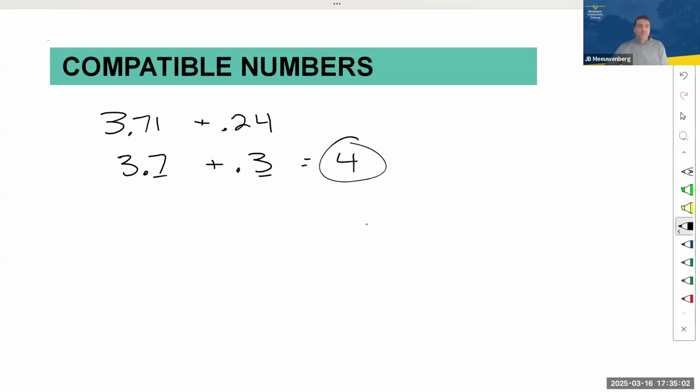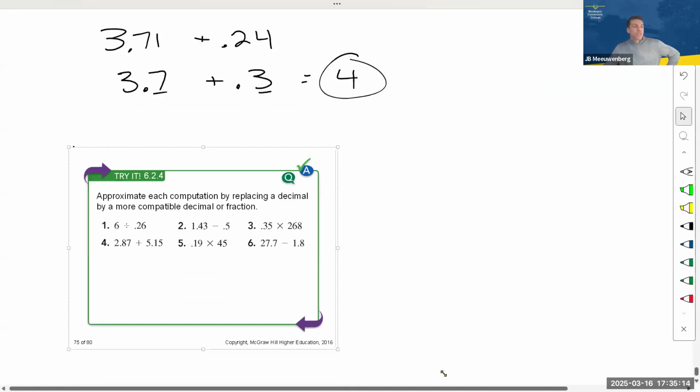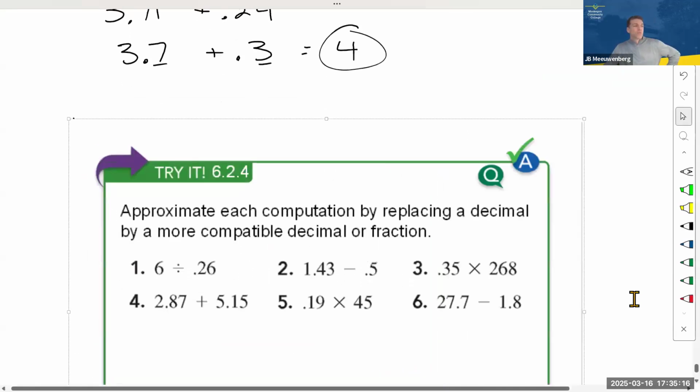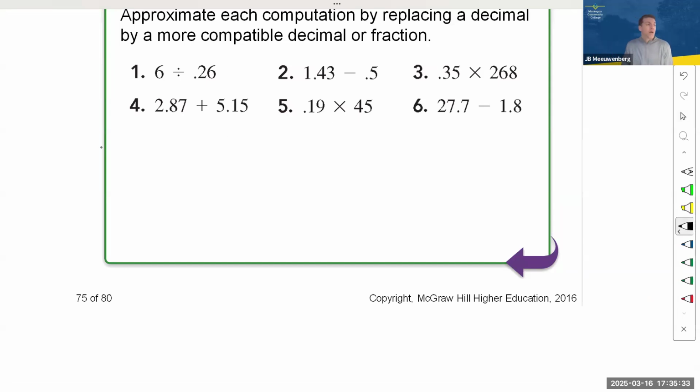So I'm going to give you a few of these to try as well. 6 different problems. And so I'm just going to paste this whole slide right here. And you're going to look for compatible numbers to answer each one of these questions. Now, the thing about compatible numbers, when you're approximating, you might do it differently than me. What you saw as compatible might not be what I saw as compatible. And so I'm going to go through how I saw each of these problems.